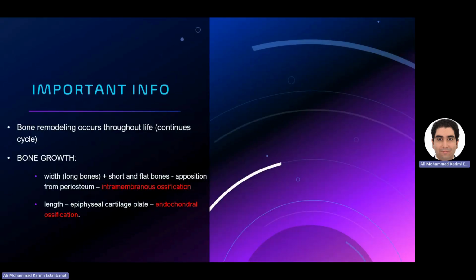Now, more important info you guys need to know. Bone remodeling happens throughout your life. It's a continuous cycle and never ends, okay? And bone growth, guys, for flat bones, for short bones, and for widening or appositional growth of your long bones, there will be intramembranous ossification taking place, especially from the periosteum. And for longitudinal growth, or the length of your especially large bones, there will be endochondral ossification taking place through the epiphyseal plate that we talked about. Okay? So that's another thing you need to know.